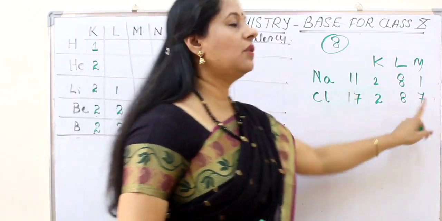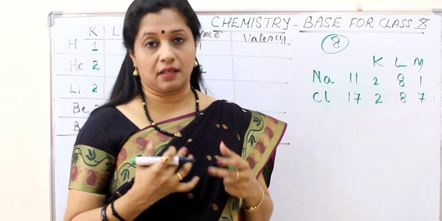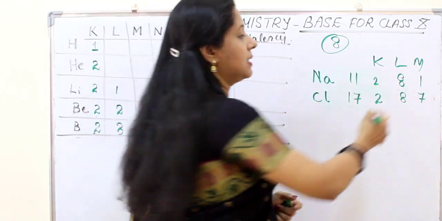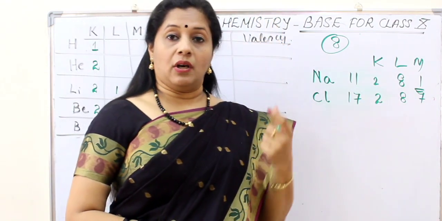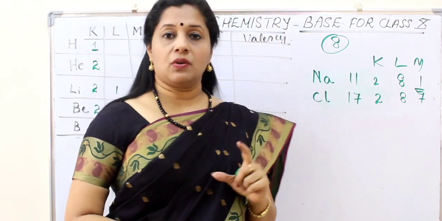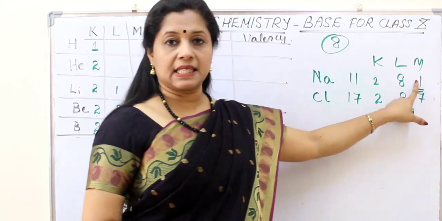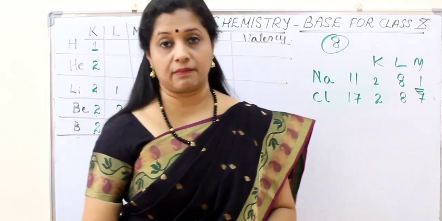For chlorine also it's not 8. So both of them will be struggling to make it 8. But for sodium, the outermost is now 1. So for sodium, already 11 electrons are there, 11 protons are there. But if it wants to make it 8, how many more does it have to take? 7 electrons it has to borrow from someone.